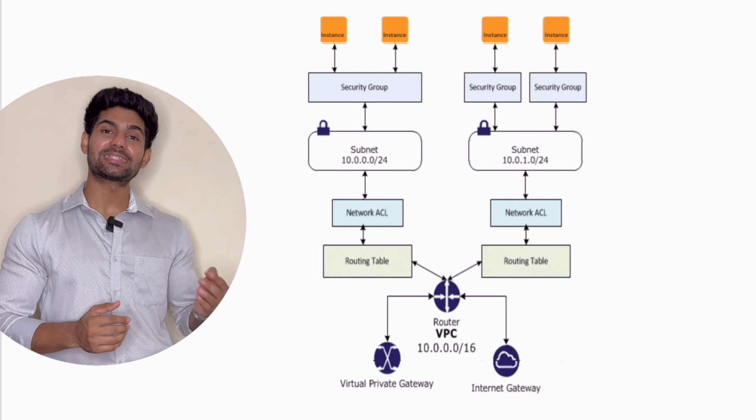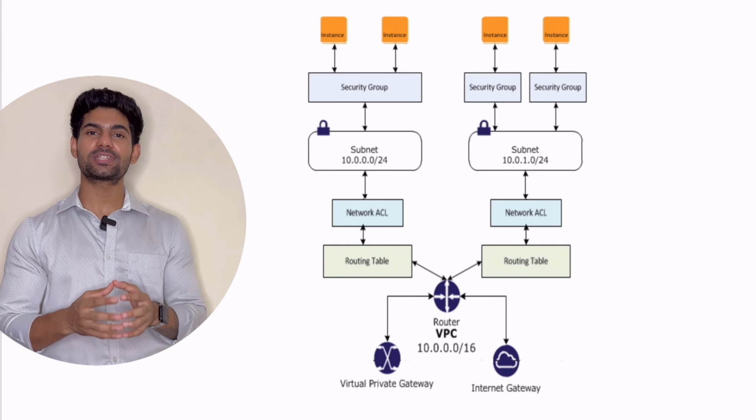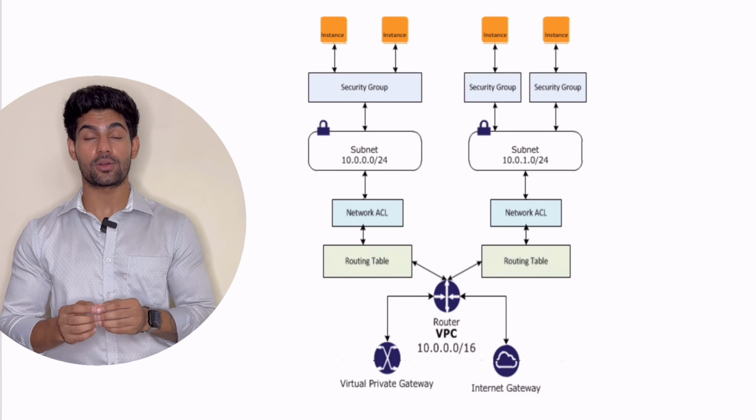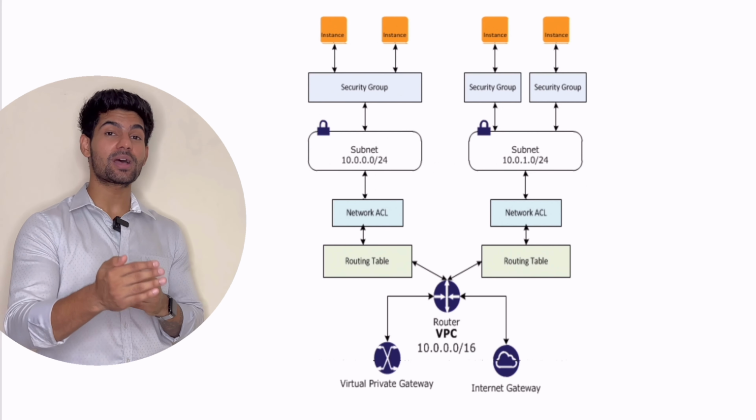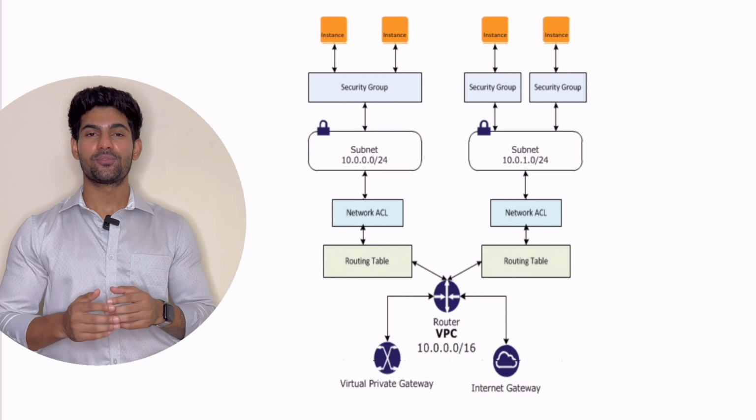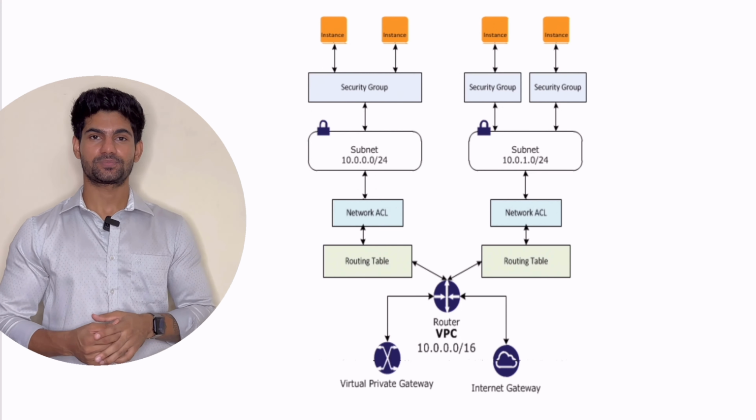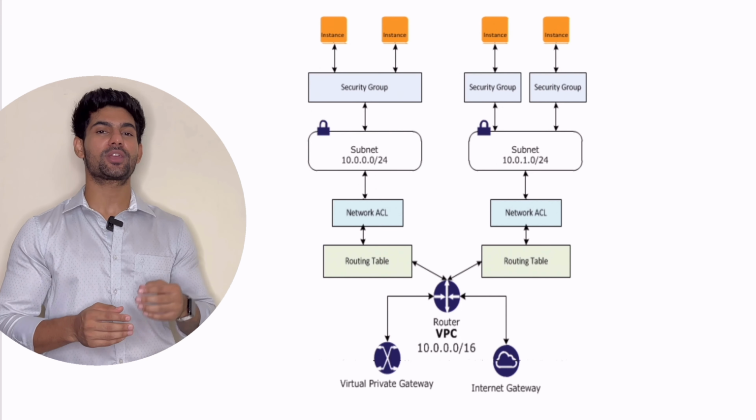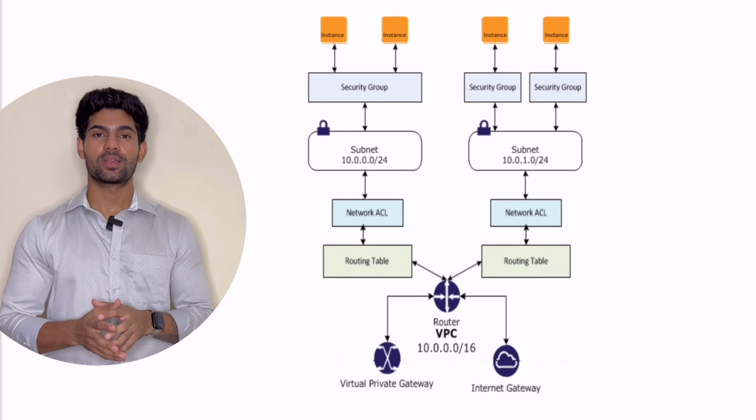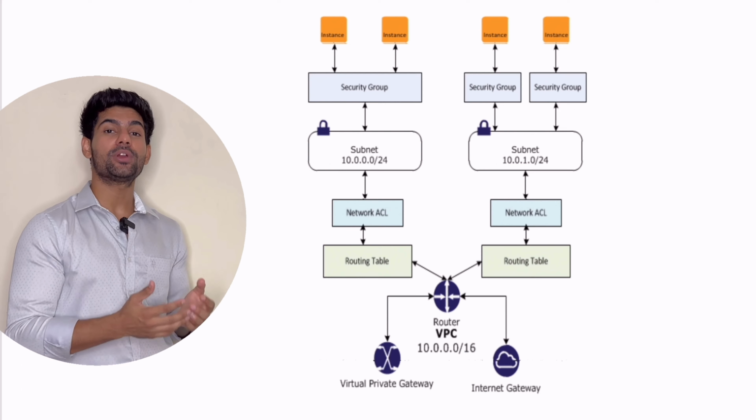Whatever traffic the instances generate will hit the security group first. They will check if this particular traffic is allowed in the security group or not. Now the traffic has passed the security group. The next layer is NACL, where it will again check if it is allowed in NACL or not. After that, it will go to the gateway, virtual gateway, or an internet gateway, whatever is the next hop. I'll show you in the AWS console how we can create the rule and how it works.